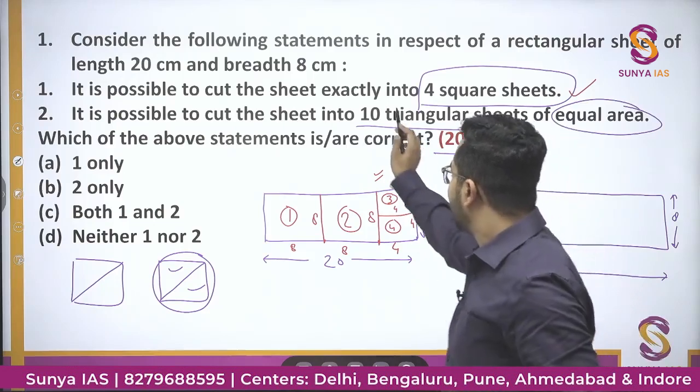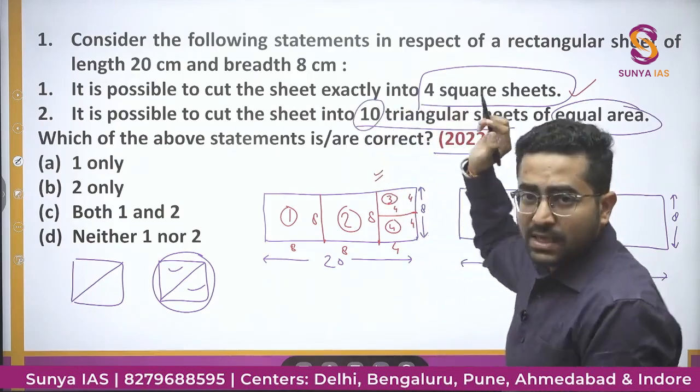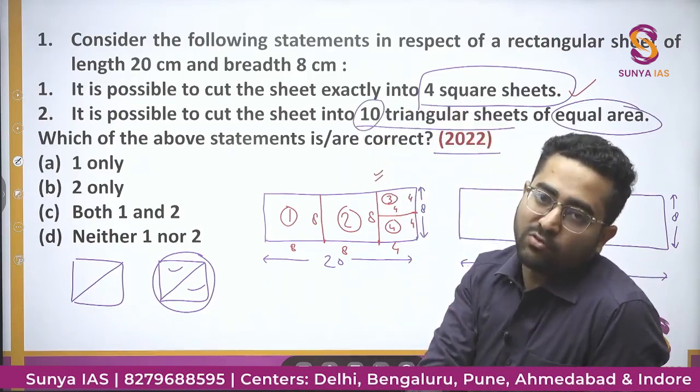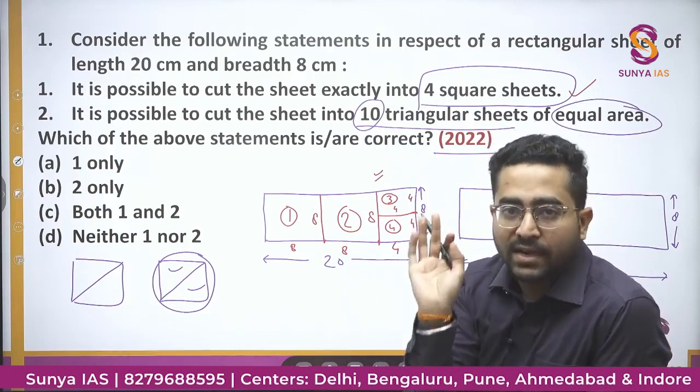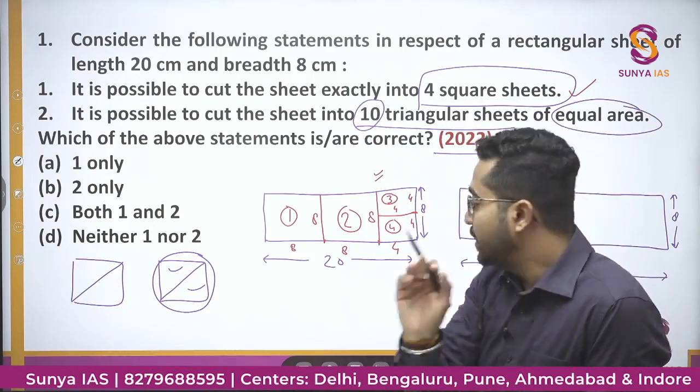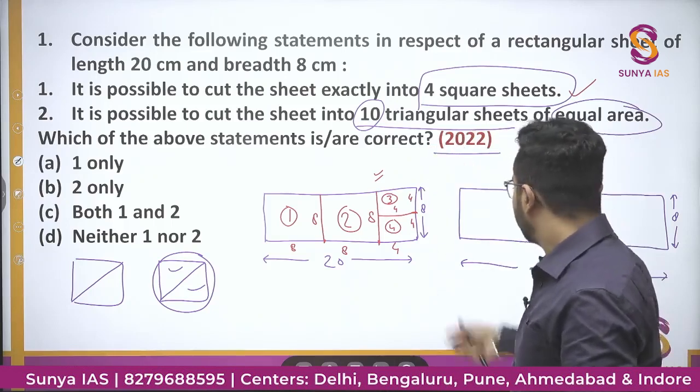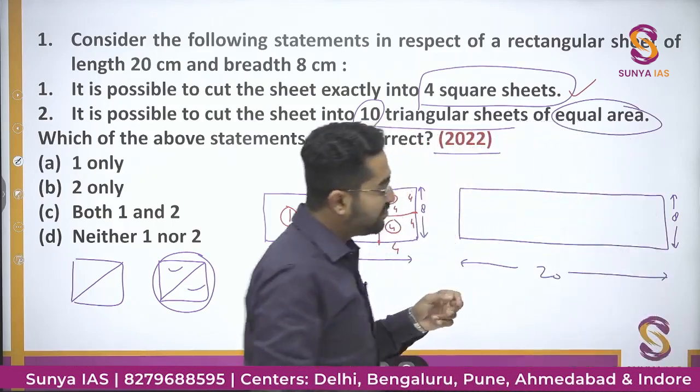So if there are 10 triangular sheets, that means if we get 5 squares of equal area, then we can easily get 10 triangular sheets of equal area. So 5 squares from this figure, how can we get 5 squares?